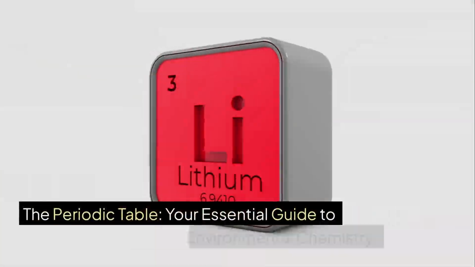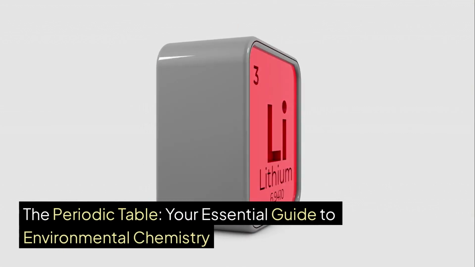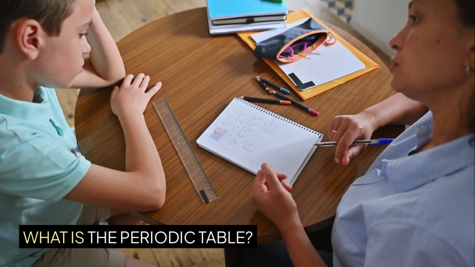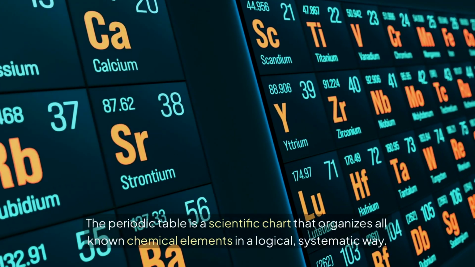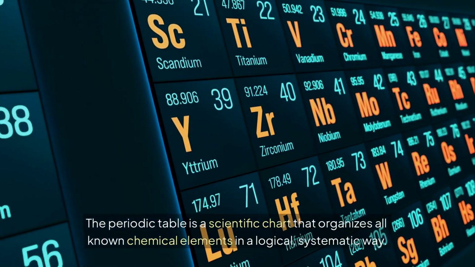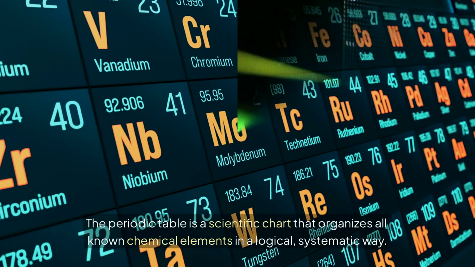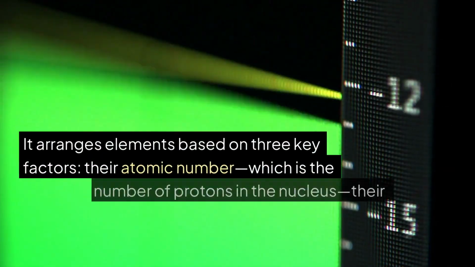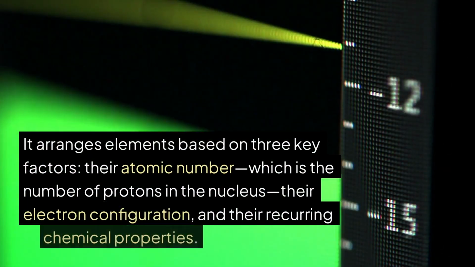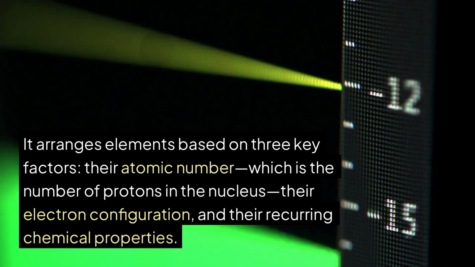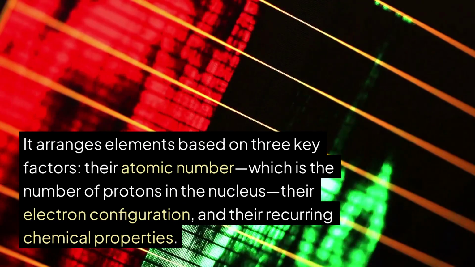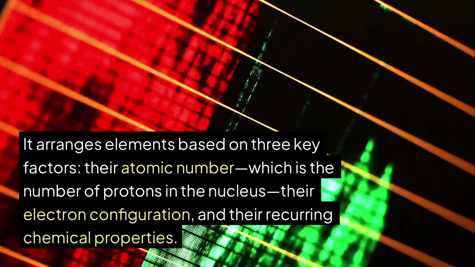The periodic table, your essential guide to environmental chemistry. What is the periodic table? The periodic table is a scientific chart that organizes all known chemical elements in a logical, systematic way. It arranges elements based on three key factors: their atomic number, which is the number of protons in the nucleus, their electron configuration, and their recurring chemical properties.